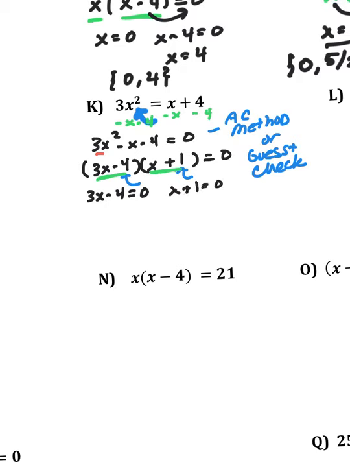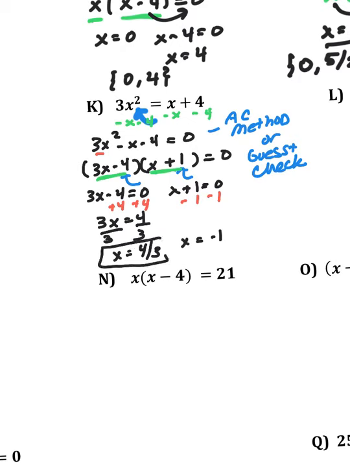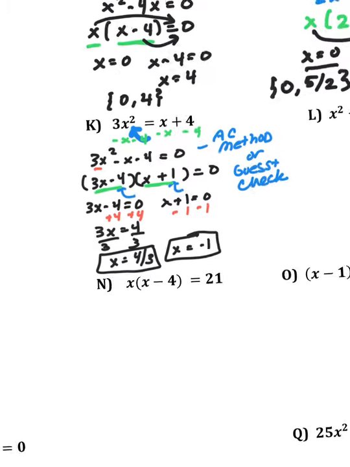And so the first answer, it looks like I'm going to get a fractional answer here. When I add 4 to both sides and then divide by 3, one of my answers is going to be 4/3. And then when I subtract 1 over here, my other answer is x equal to -1, right? 2 answers. All right, great.